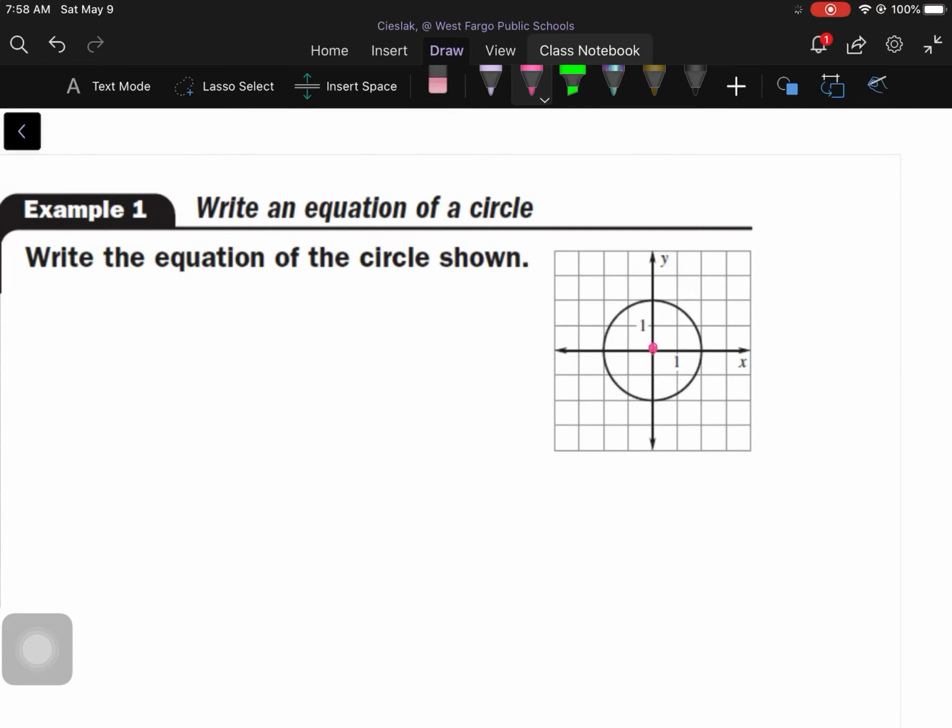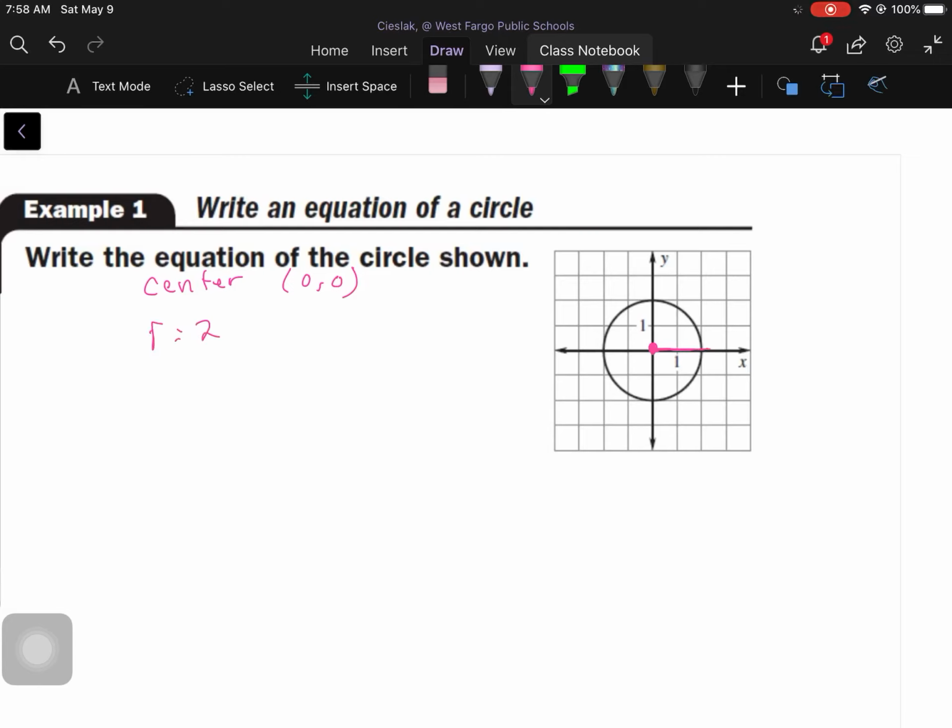Right off the bat, we're going to try and write an equation of a circle below. I've got a center right here, and it's probably a good idea to start off by doing this: center at (0, 0), just until you practice it a little more. And we're going to figure out what my radius is. It looks like this has a radius of 2. So r is equal to 2.